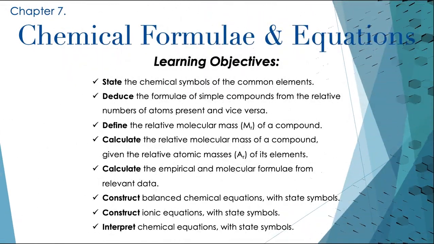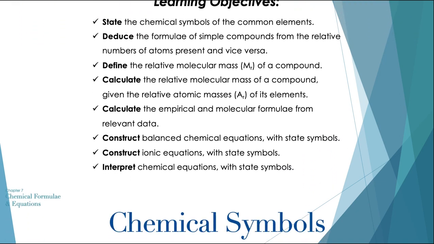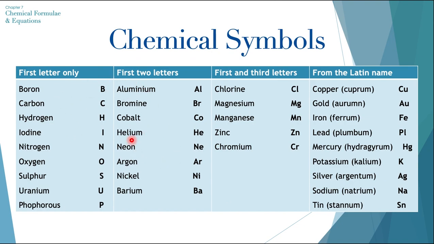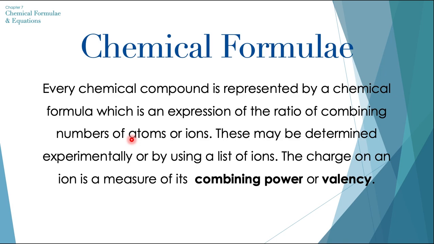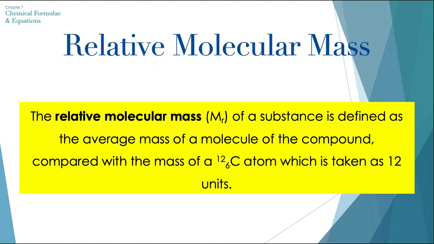Chemical formulae and equations. We have successfully completed all these learning objectives. As you can see, we've learned to state the chemical symbols of some common elements. That was the first thing we did here. Then we learned to deduce the formulae of simple compounds from the relative numbers of atoms present and vice versa. We learned to define the relative molecular mass of a compound. We learned to deduce the formulae of ionic compounds from the charges on ions or the valency.